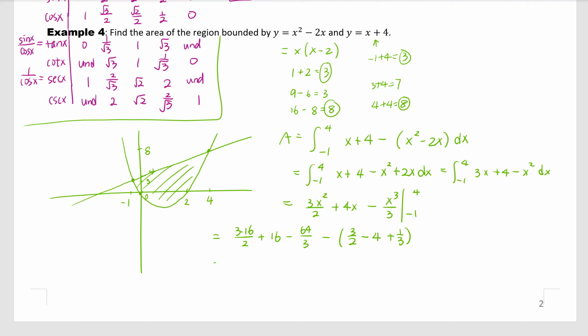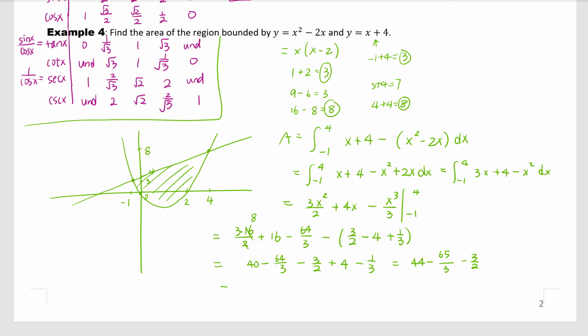Okay, now let's see. This cancels, we have 8. 3 times 8 is 24. 24 plus 16 is 40. So 40 minus 64 over 3 minus 3/2 plus 4 minus 1/3. Okay, now let's see. That is like 44 minus, so we combine this guy and this guy together. I get 44. And then I combine the 64 over 3 and 1 over 3 together. So that's 65 over 3. And then I still have the minus 3 over 2.